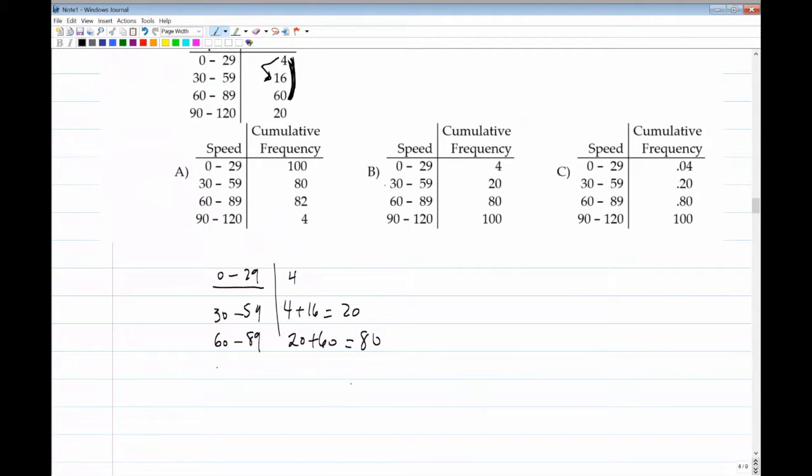Now, the last one, between 90 to 120, is going to be whatever you had before plus the frequency of that class, which gives 100. So the last number right here must match the total number in the sample.